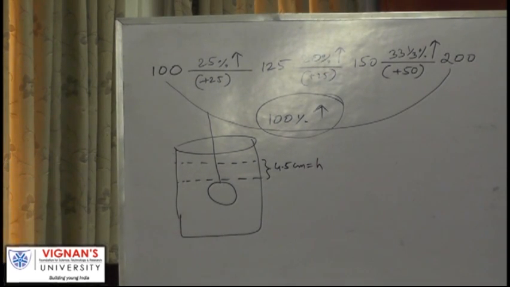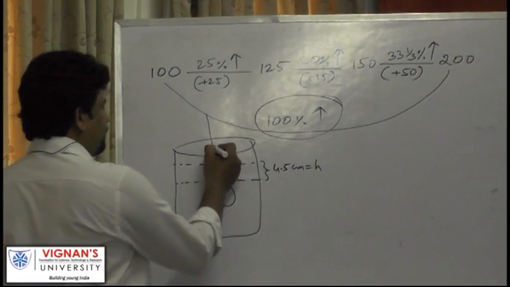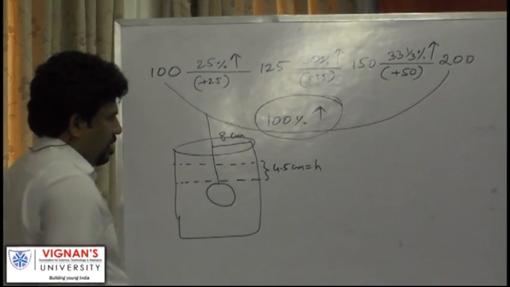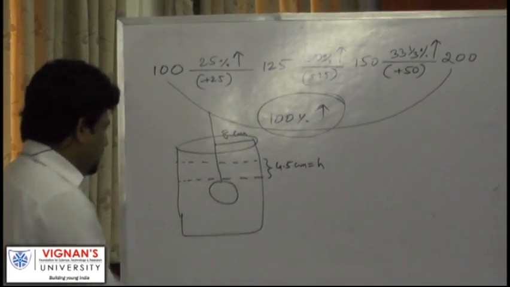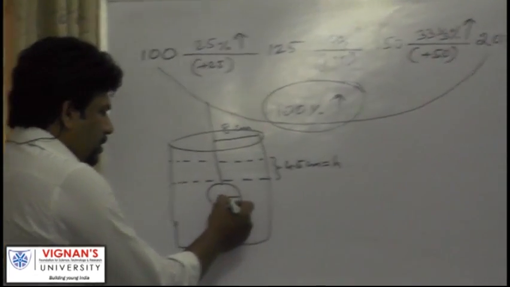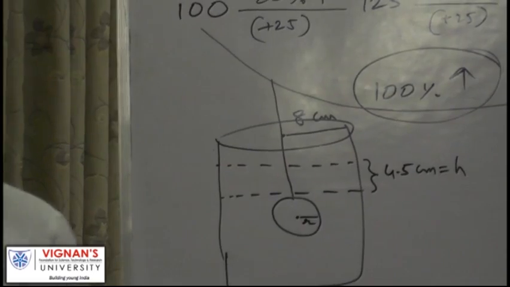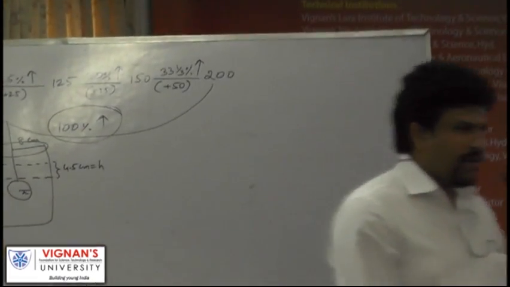Right? What is the radius of this cylinder, from here to here? 8 centimeters. Now what is he asking? The radius of the sphere. He is asking us to find out this radius of the sphere. Now what are comparable here? What can we compare?